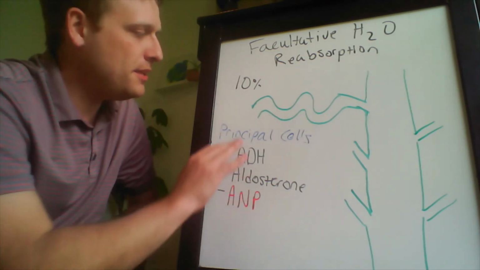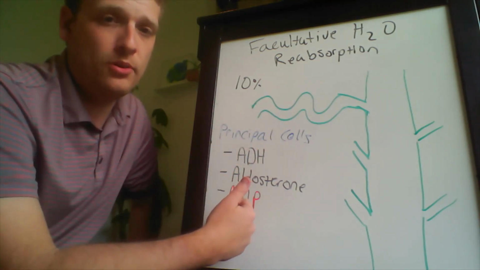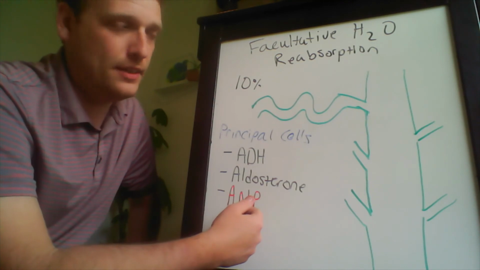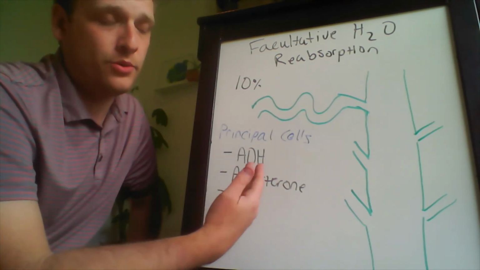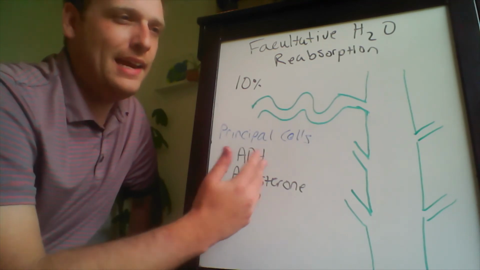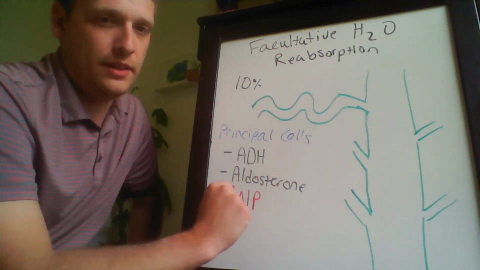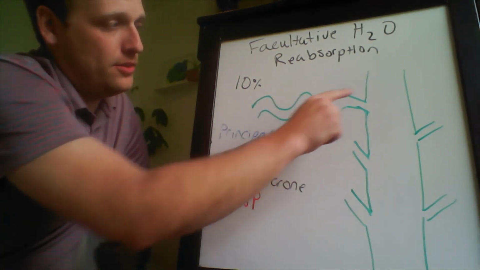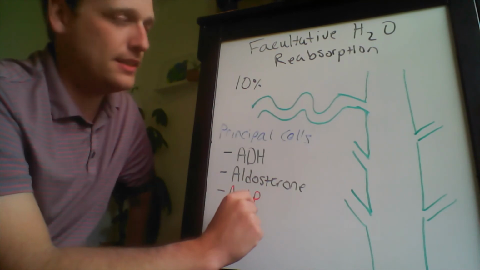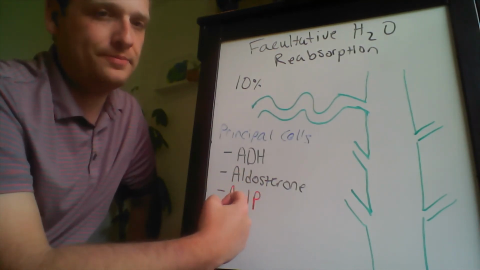So up to this point in the nephron, in the proximal tubule and in the loop of Henle, you've absorbed, or reabsorbed I should say, between 85 and 90% of the water that's entered the filtrate. So what's left, by the time you get to the distal tubule and the collecting duct, is about 10% of the water that you started off with.